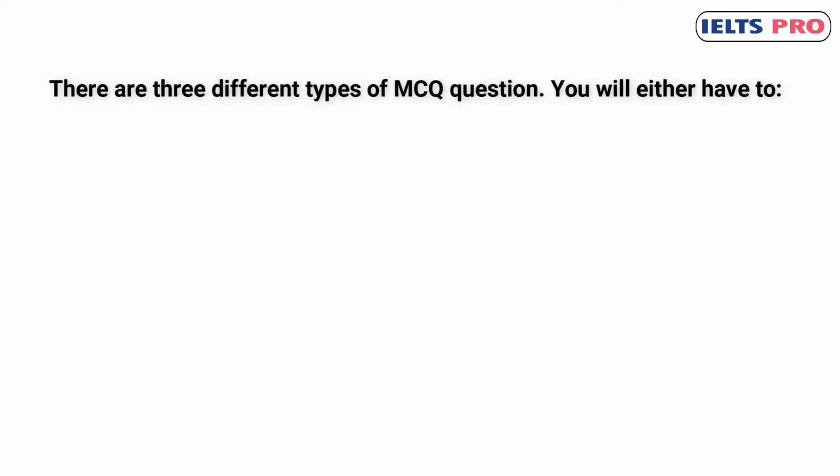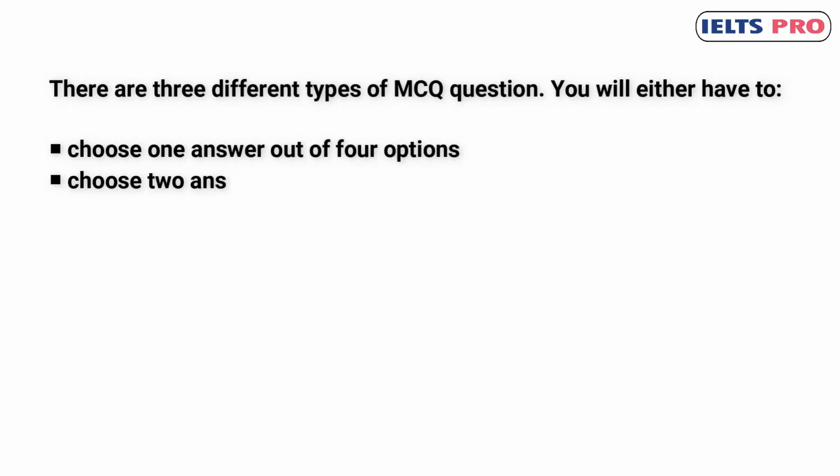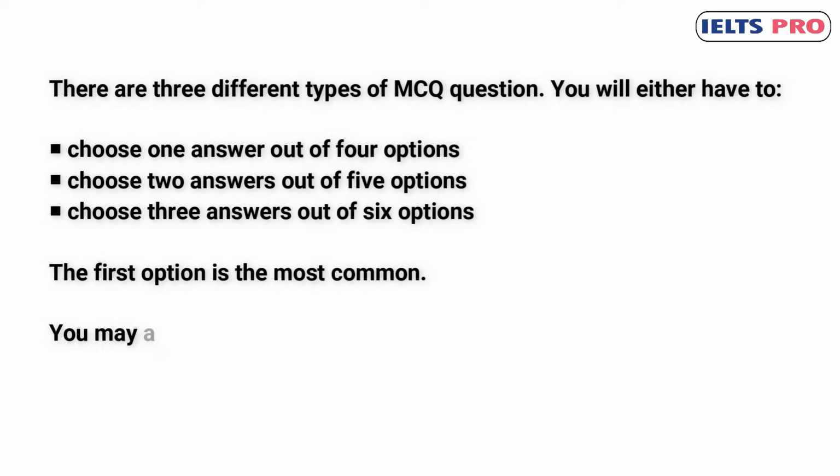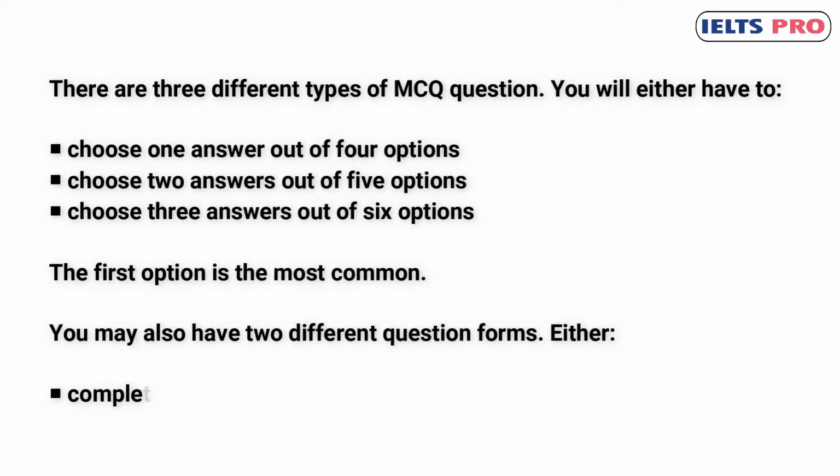There are 3 different types of MCQ question. You will either have to choose one answer out of 4 options, choose 2 answers out of 5 options, or choose 3 answers out of 6 options. The first option is the most common. You may also have 2 different question forms, either completing a sentence or answering a question. Here is an example from the academic test.